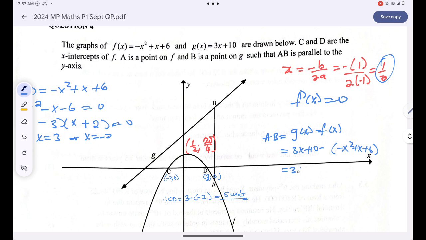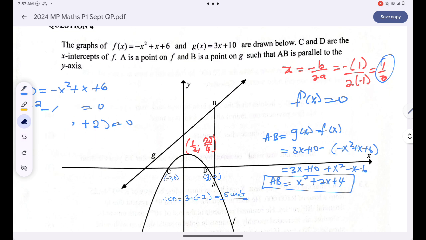And then if I remove the brackets, I'll end up having 3x plus 10 plus x squared minus x minus 6, and this will just give me x squared plus 2x plus 4. This expression over here, guys, will give me the vertical distance between the two graphs. Are you together? That will just give me the vertical distance between the two graphs.